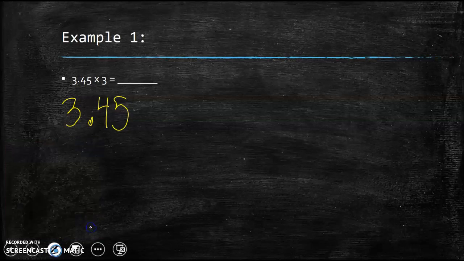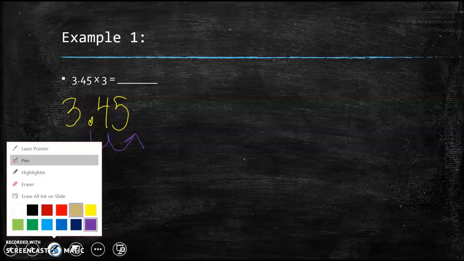Let me change colors here. 2 place values to the right. So I'm shifting its value, kind of like multiplying it by 100. And I'm now going to have 345 because I did a double shift.